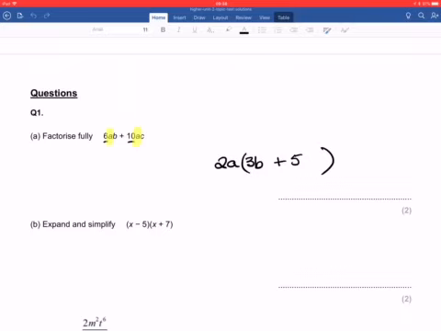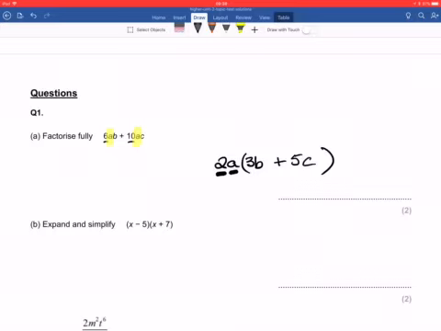Okay, question 1. Look at 6 and 10, and the highest common factor is 2. I've then got an A in both of them, so I take that out, and then 2 times 3 gives me 6. I've already got the A in, and then I need a B to make it the same as 6AB. 2 times 5 gives me 10. I've already got the A in, so I need the C in to finish off.